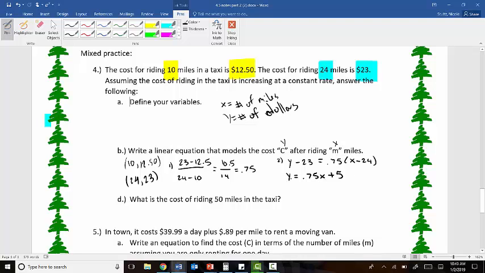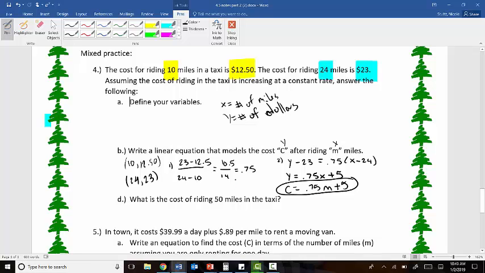The only thing that makes this a little different is they want you to change the variables into C for cost and M for miles. That's the only difference. So once you're done, just change out the variables and you got it. So now you have a formula. You can answer part D.